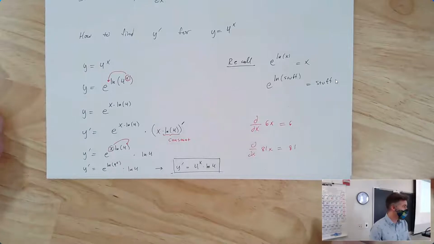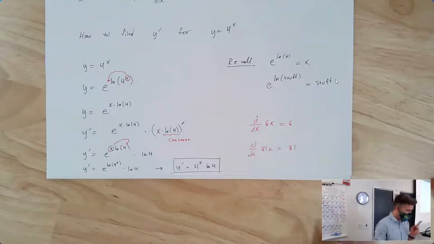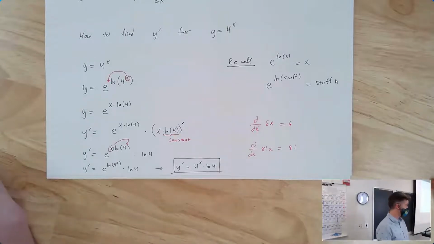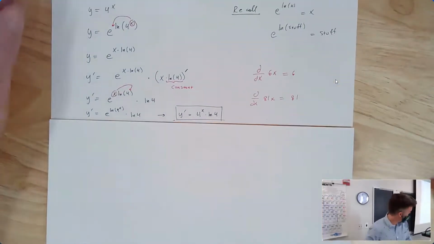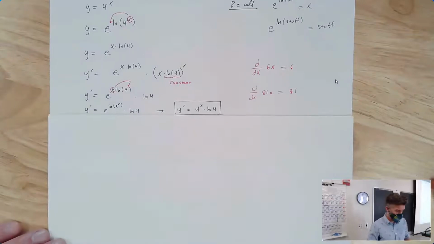It's kind of a lot. What I want you to see here is that the derivative of 4 to the x is just 4 to the x times natural log of 4. Let's do this for another problem that's a little more complicated.